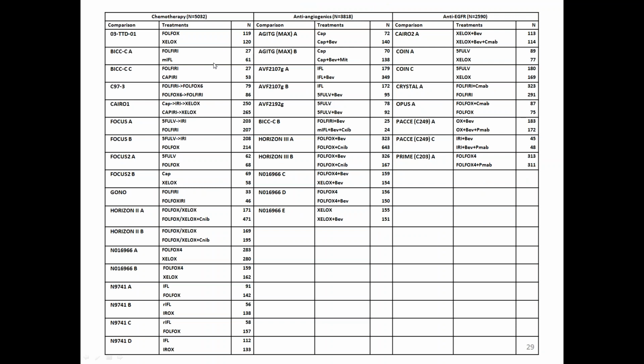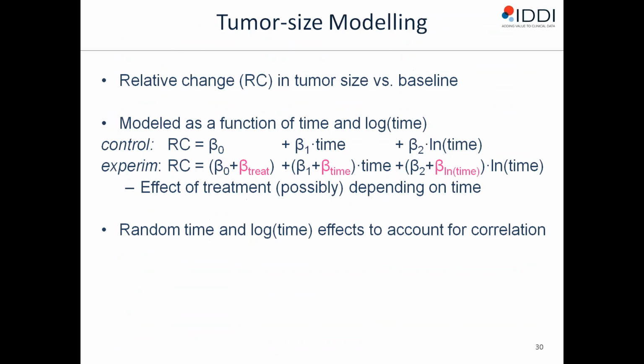Briefly, this is a table showing different comparisons for chemotherapy, antiangiogenics, and for anti-EGFR treatment. So we can see that these are various regimens which were used in these trials. So what we have done is we looked at the relative change in tumor size versus baseline. And we modeled this relative change as a function of time and logarithm of time in order to allow for curvilinear dependence of the relative change on time.